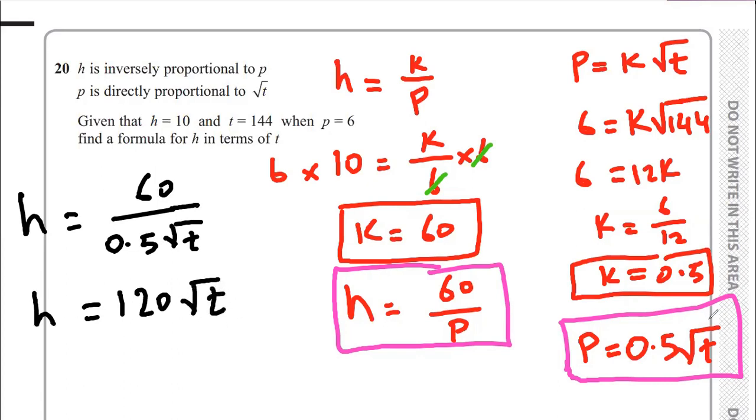Because 60 divided by half, Naman, I hope you understand. I made a mistake: 120 over H will be root T. So H is 120 over the square root of T. That will be my final answer.